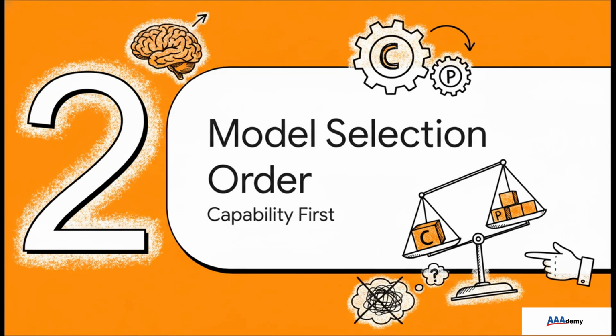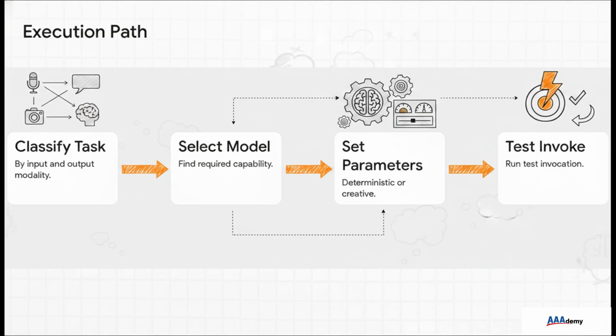Moving right along to Section 2, selecting the right model, capability before parameters. You've got to follow this strict 4-step execution path. Step 1, classify the task by its input and output modality. Step 2, select a model that actually has the required capability. Only then, at Step 3, do you start messing with deterministic or creative parameters like temperature. And finally, Step 4, run a test invocation. Input modality and capability absolutely have to be proven before any parameter tuning happens. I mean, think about it, you cannot tune a model that fundamentally cannot consume the input you're giving it.